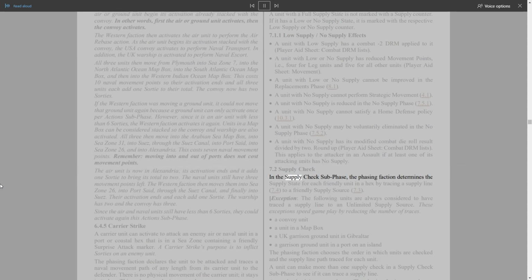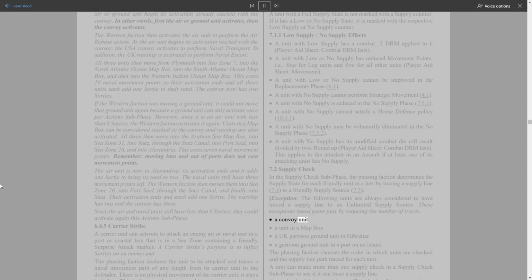7.2 Supply check. In the supply check subphase, the phasing faction determines the supply state for each friendly unit in a hex by tracing a supply line (7.4) to a friendly supply source (7.3). Exception: the following units are always considered to have traced a supply line to an unlimited supply source. These exceptions speed gameplay by reducing the number of traces.